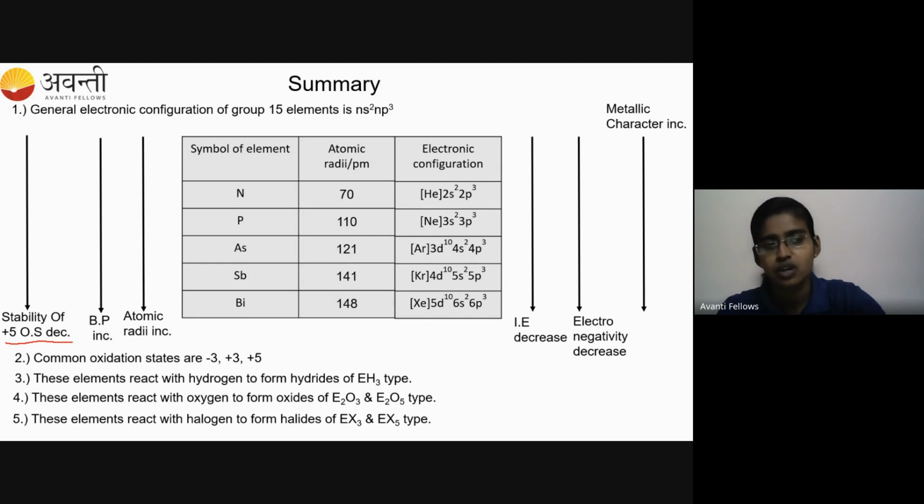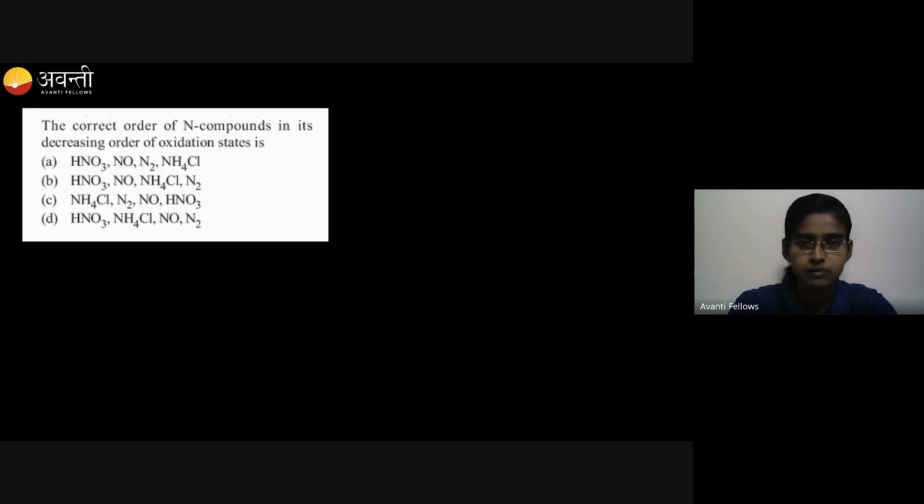Let us try to solve some questions from this group 15. After solving some questions, I will move on to group 16. So the question is on the screen. Now you have to tell me the answer for this. The correct order of nitrogen compounds in decreasing order of oxidation states is. The 4 compounds are given in 4 options, and only the compounds repeat in all 4 options. Find out the decreasing order of oxidation, from higher oxidation state to lower oxidation state of nitrogen.